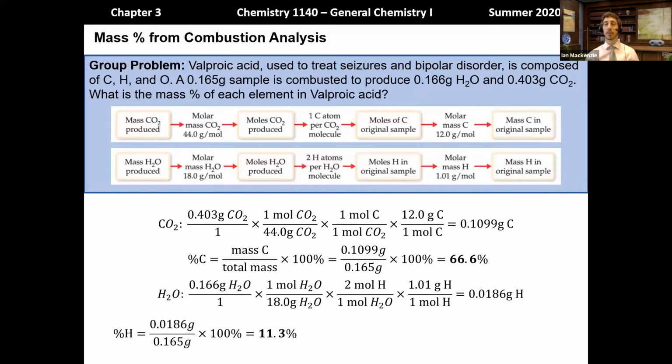Now, assuming that my total mass percent has to be 100%, I can simply take 100% and subtract the other mass percents to get me the percent of oxygen that is remaining. And this is how you would use combustion analysis to determine the mass percent values of elements in a compound. In the next video, we'll talk about how to use this mass percent information to determine a formula for the chemical in question.